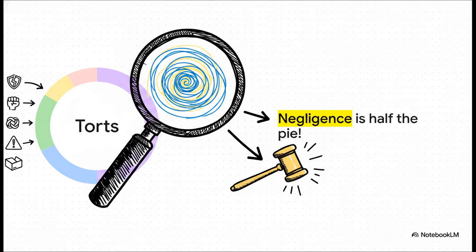And we see the exact same high-yield gold mine in torts. Mastering negligence alone accounts for half of the entire subject's questions. Strict liability and products liability, combined, they only make up 16%. You absolutely have to secure those negligence points first before you let yourself get bogged down in the weeds of niche torts. It's a total game changer.